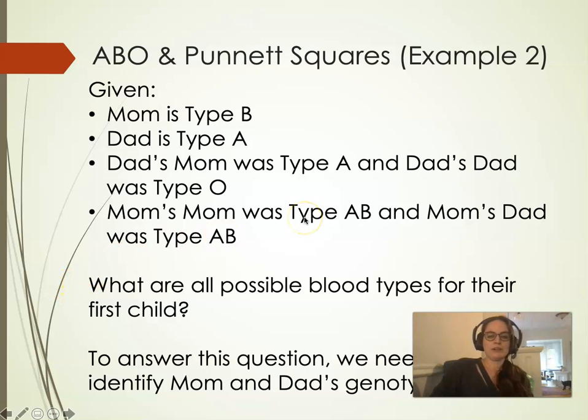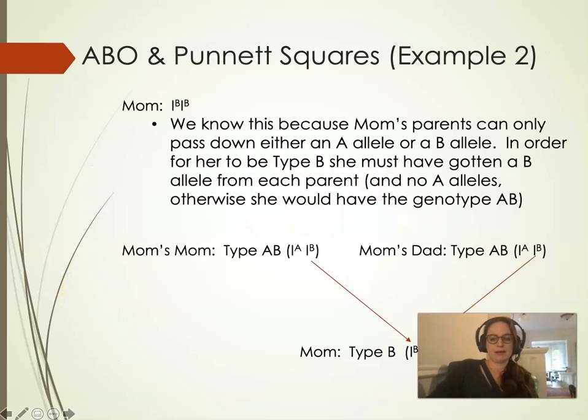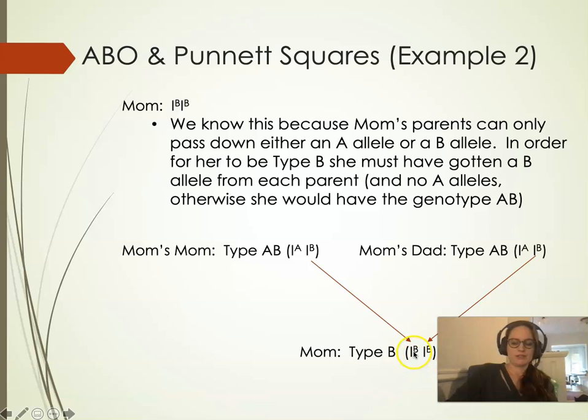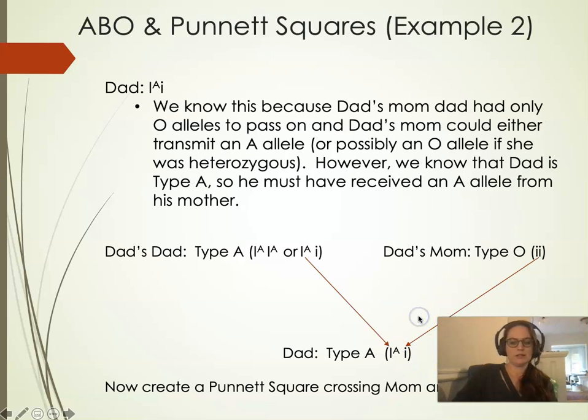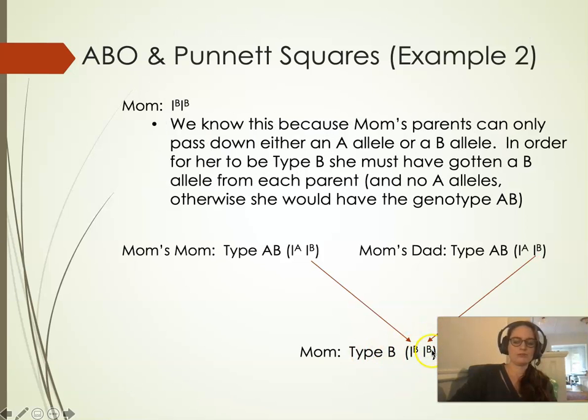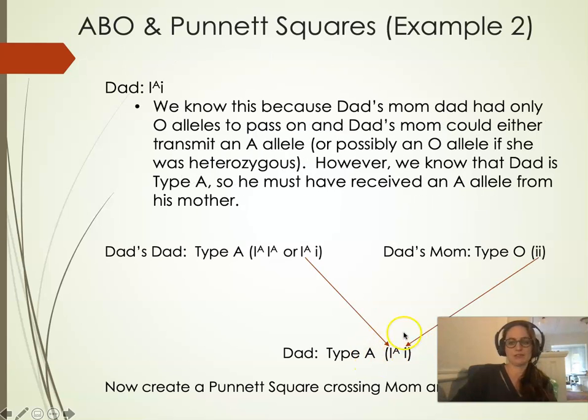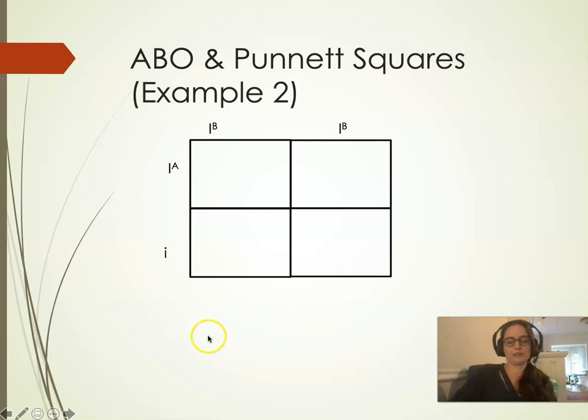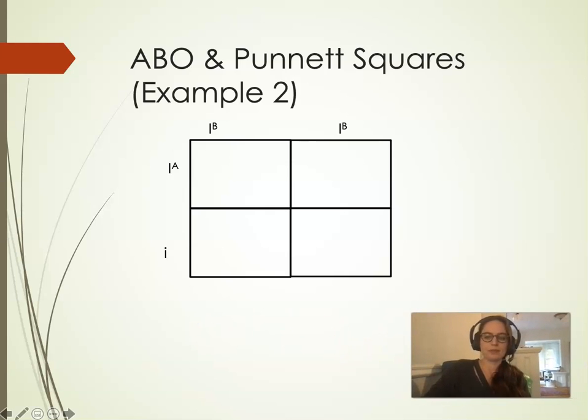So now we know that mom by definition is homozygous dominant and dad is heterozygous. So she's homozygous dominant for B and he is heterozygous for A. So we have these now, and we can create the Punnett square for them.